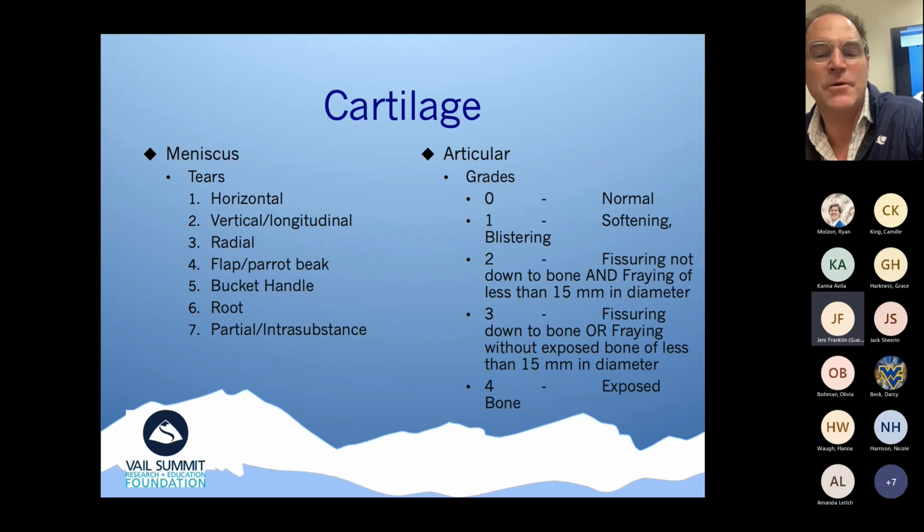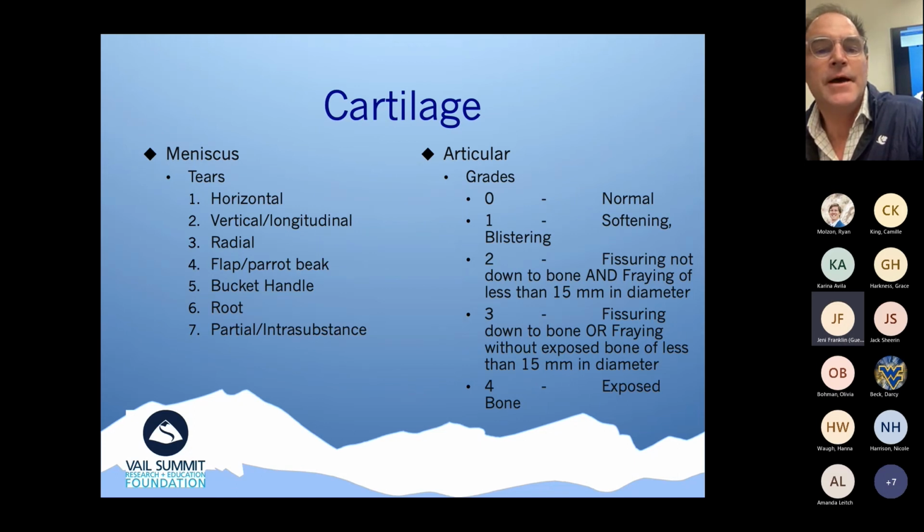And if you have any exposed bone, let's say you have a 17 millimeter in diameter fraying, but in just a 2 millimeter corner of that, you've got some exposed bone. That makes the lesion a grade 4 lesion. You're defining it by the worst of it.